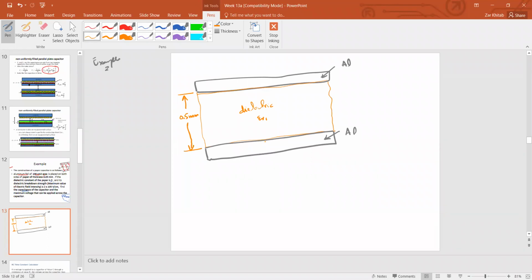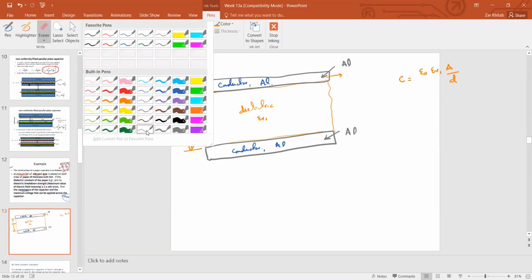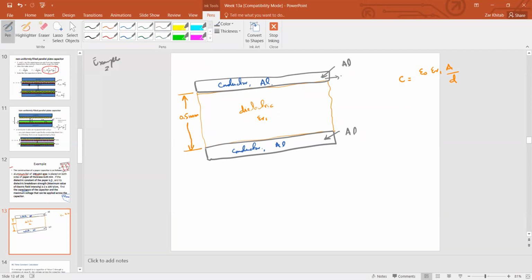So this one is a conductor, and the conductor is aluminum. This one is also a conductor, and the conductor is aluminum, right? So what's the capacitance? Capacitance is epsilon A by d, yeah, it's A divided by d. And of course, this plate will have some area A. Okay, so this is how you calculate the capacitance.